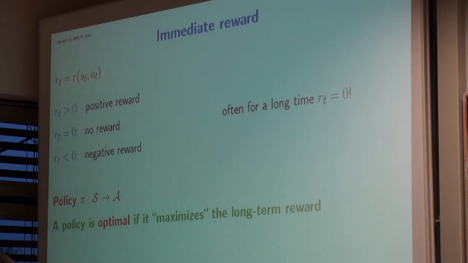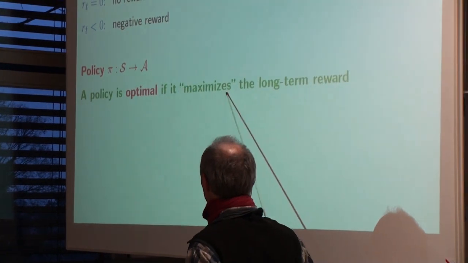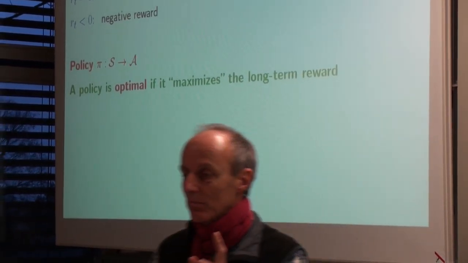Now a policy, typically called pi, is a mapping from the set of states onto the set of actions. So that's actually what the robot has to learn. It has to find such a mapping that maps an arbitrary state onto an ideally optimal action. So for any state, the robot must know what is my action for this state. That's what we call a policy. And a policy is optimal, and that's important now, if it maximizes the long-term reward. That's important. Why is the long-term reward so important?